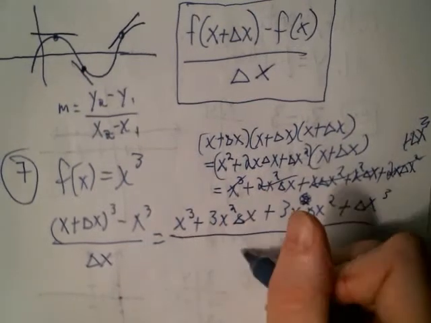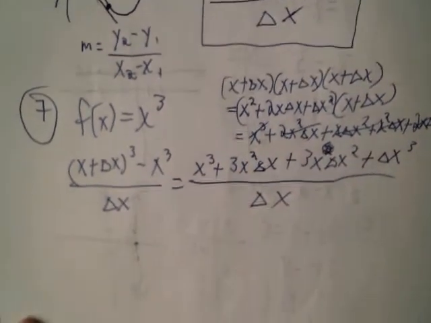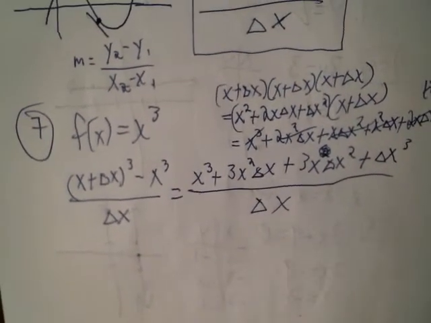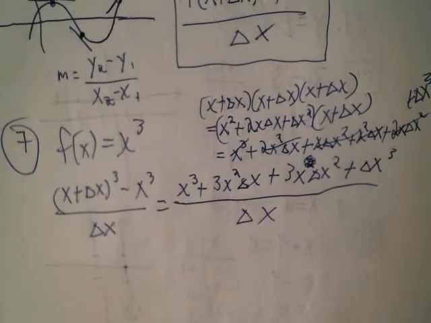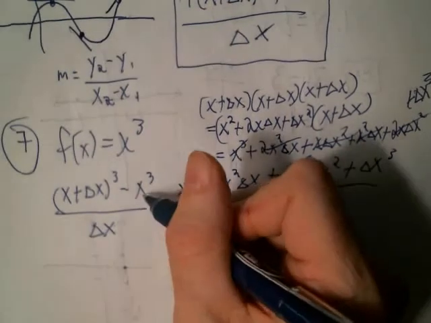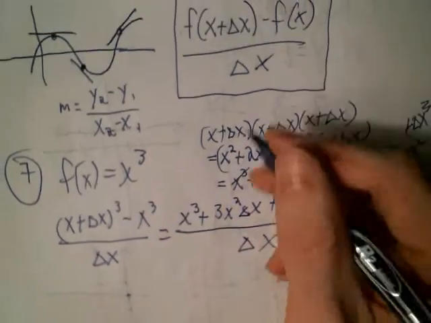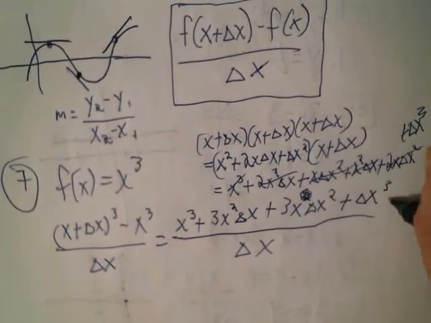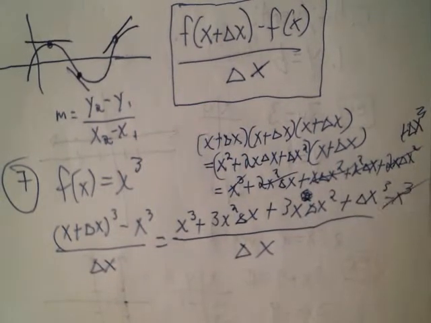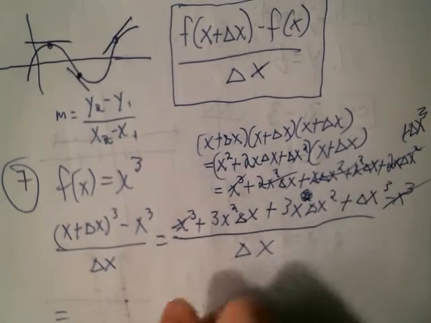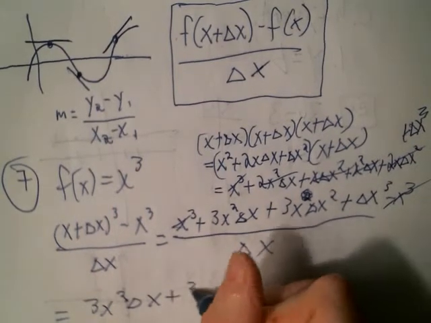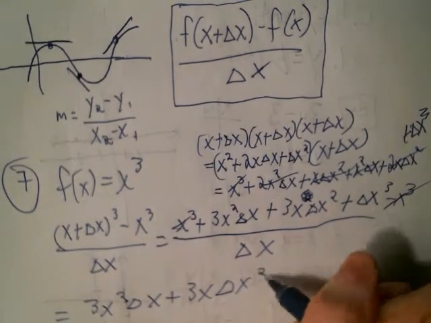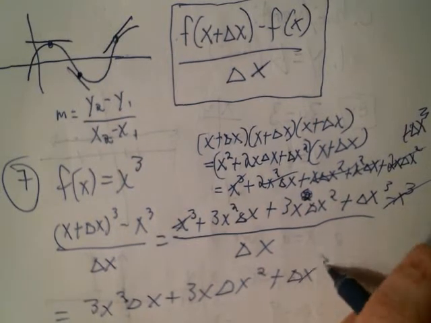That'll be all over change in x. And then we can simplify a little bit. I must have lost something, right? Oh, yeah, you still have to subtract away f of x, which is x cubed, so minus x cubed. And then these guys will cancel out. You're left with 3x squared change in x plus 3x change in x squared plus change in x cubed.